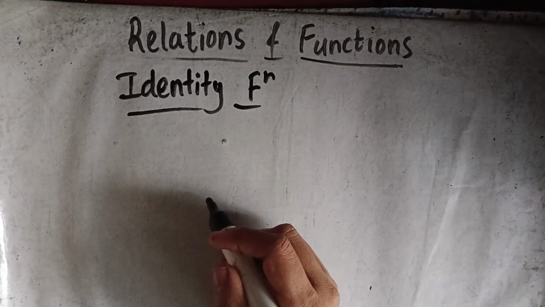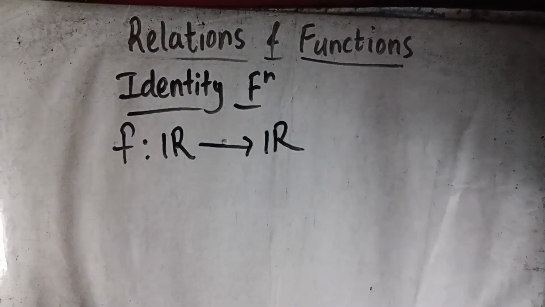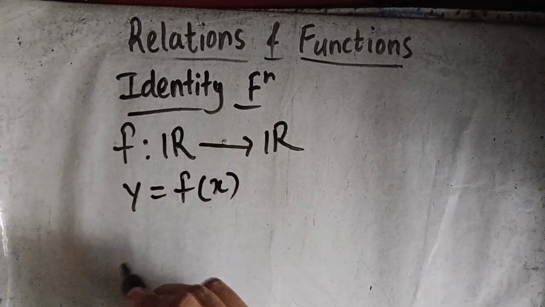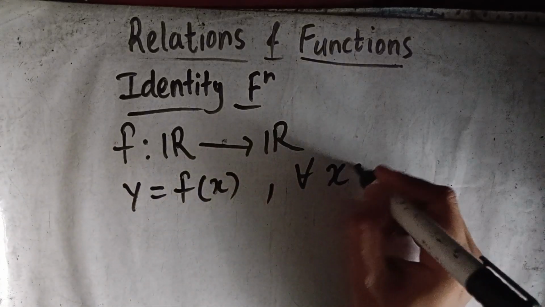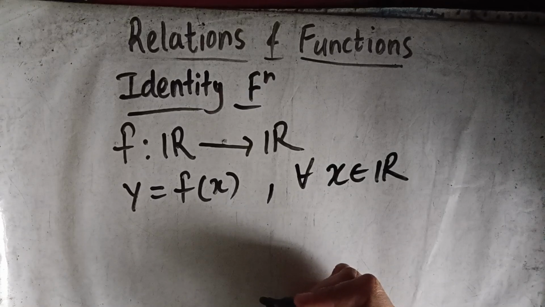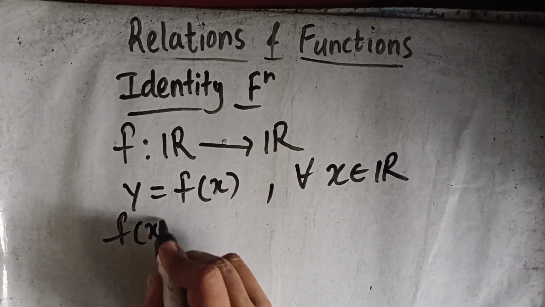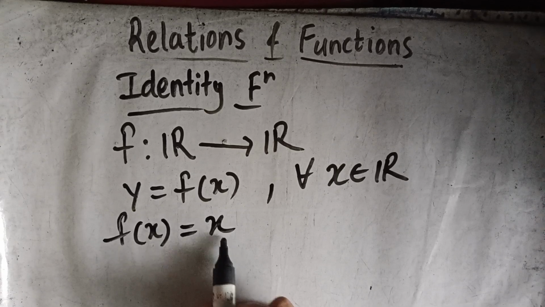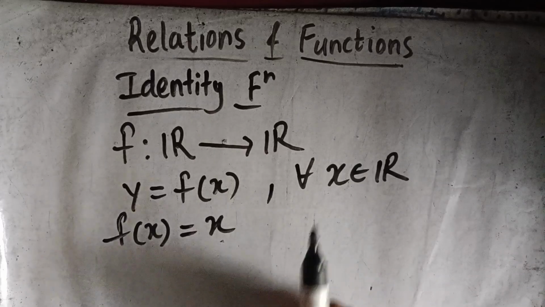Okay, identity function. It is defined from real numbers to real numbers, where y is equal to f of x, or f of x is equal to y, for each x belonging to R. And f of x is your x, which means whatever number is here, you will get the same number here. That's why it is identity function. It is mapping onto the same number.